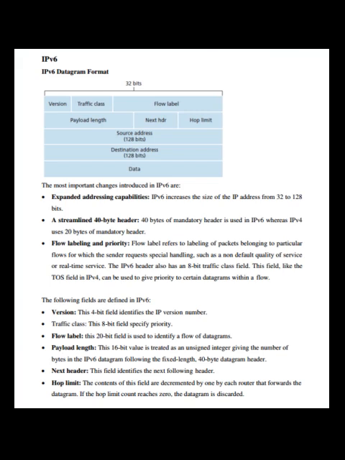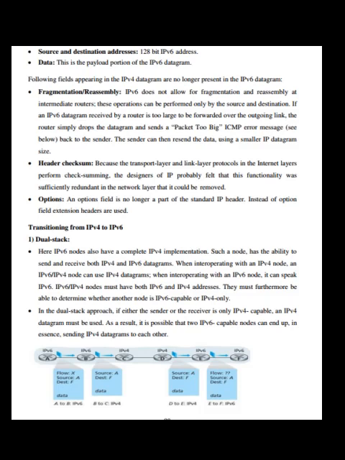Payload length. This 16-bit value is treated as an unsigned integer, giving the number of bytes in the IPv6 datagram following the fixed-length 40-byte datagram header. Next header. This field identifies the next following header. Hop limit. The contents of this field are decremented by one at each router that forwards the datagram. If the hop limit count reaches 0, the datagram is discarded. Source and destination addresses. 128-bit IPv6 address data.